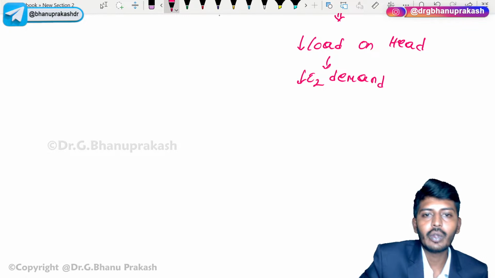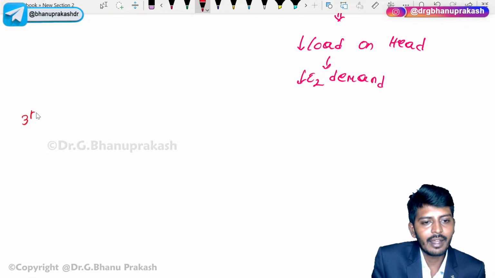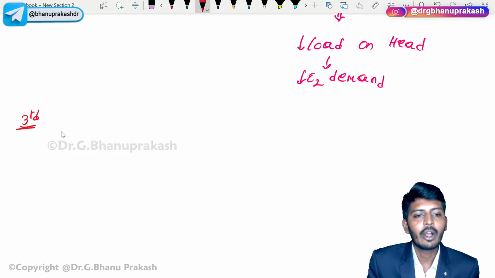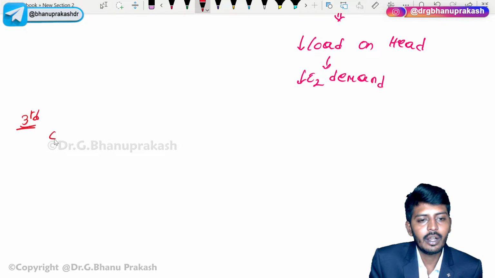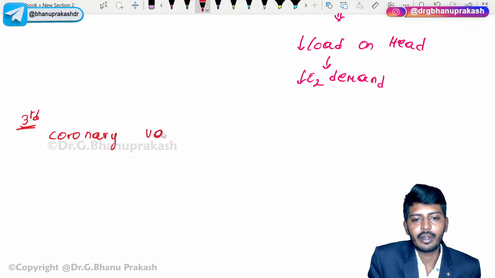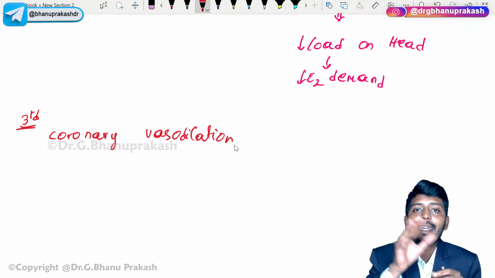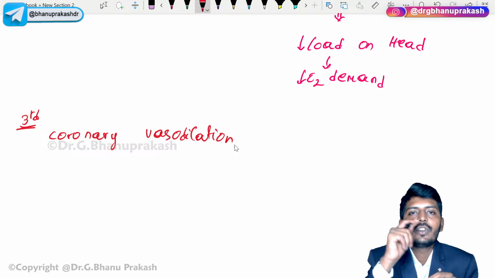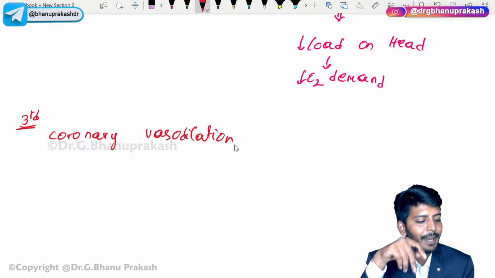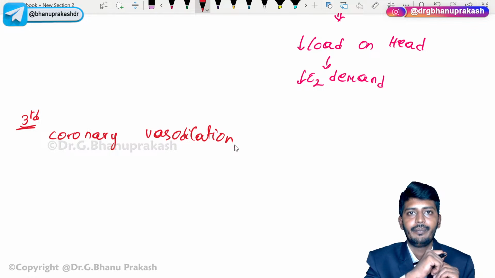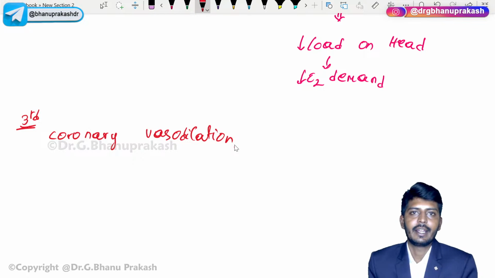Then let's continue with the third effect. Where will the third effect be? The third effect, my dear students, you can see it majorly in coronary dilation. The third effect is coronary vasodilation. All of you need to remember one thing: nitrates reduce the chest pain by the most important mechanism. What is that? Yes, by reduction of preload.